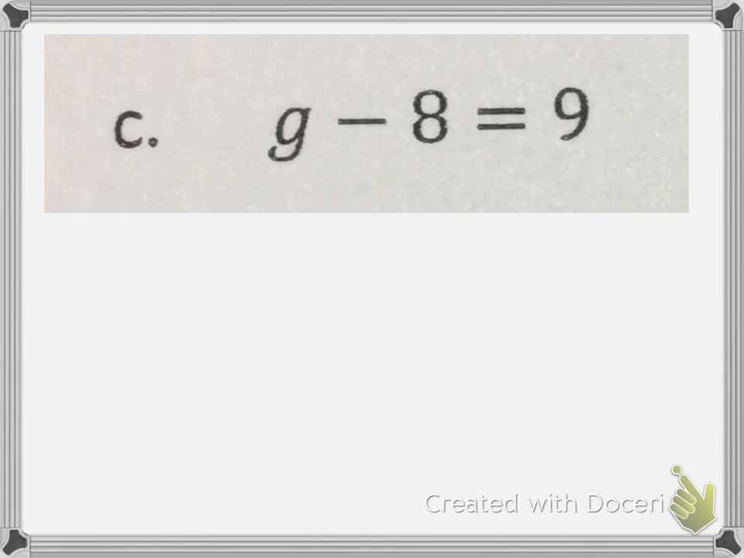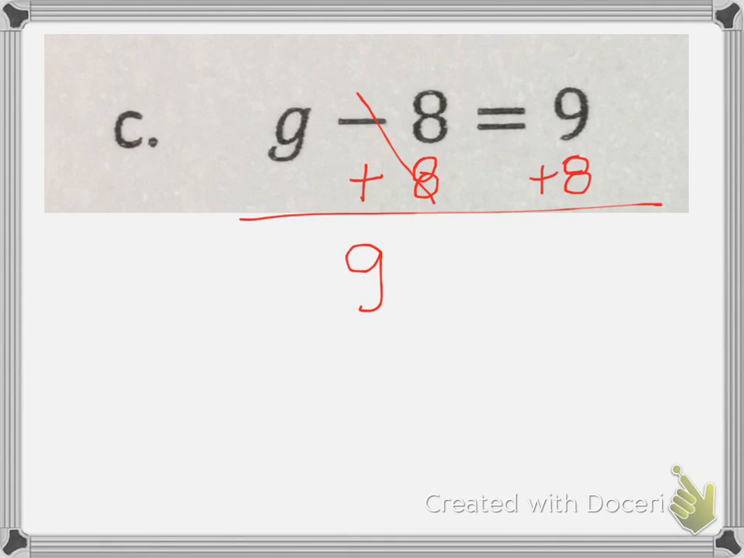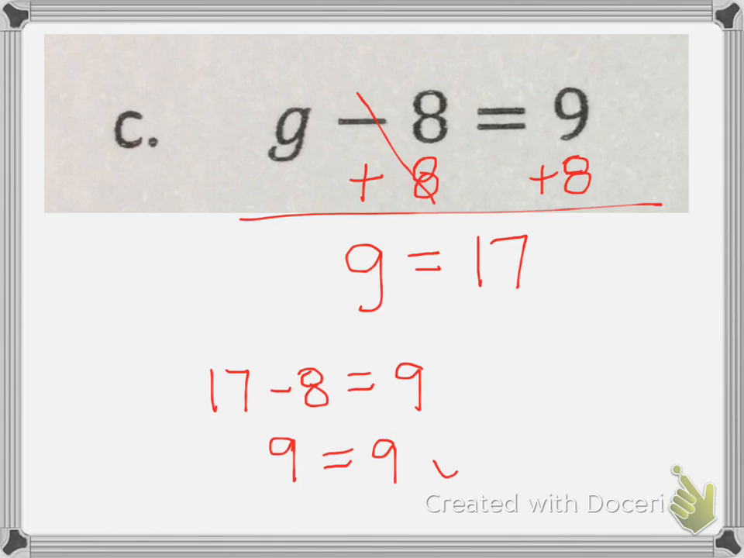One more. Try it, pause it. I'll come back with the answer. Here we go. Let's see. Isolate G. So I'm going to undo the subtraction by adding. Add. I get negative 8 and positive 8 cancel. G equals, it's about to tell me, 9 plus 8 is 17. Is it right? Well, let's find out. Substitute. 17 minus 8 equals 9. 17 minus 8 is 9. So 9 equals 9? Yes, it checks.